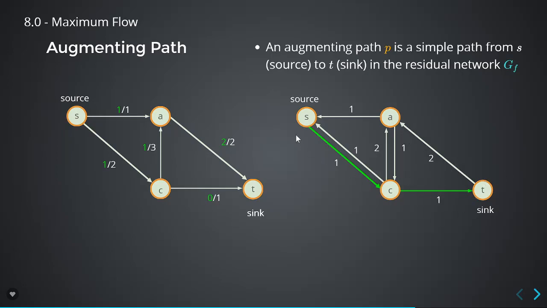And then from there, we're going to use this augmenting path to improve the flow in the original graph, in the flow network. How? Well, simply you just add one to the edges which are highlighted. You add one here from S to C, you add one from C to T. That's it.